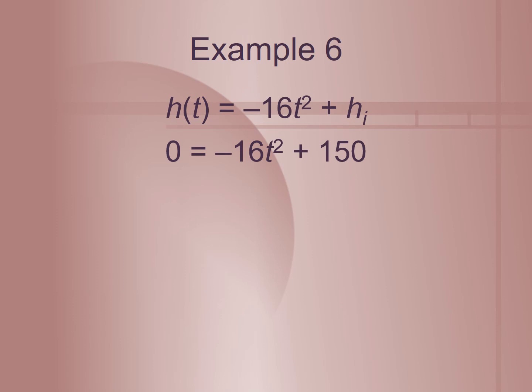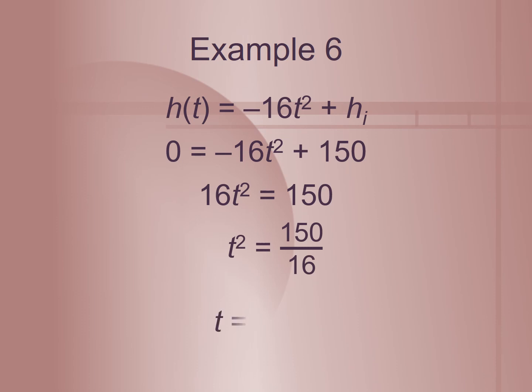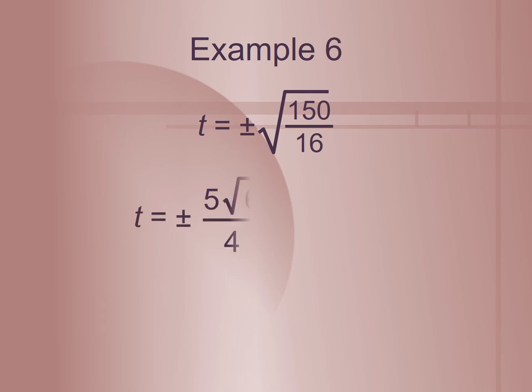So we'll go ahead and subtract. Actually, if you see that this is a negative 16t squared, one simple way to do this is to go ahead and add 16t squared to both sides, and now you're no longer dealing with negative numbers. So now we have 16t squared equals 150. We can divide both sides by 16. So we have 150 over 16, and we'll square root both sides. So we get plus or minus the square root of 150 over 16, which is 5 square roots of 6 over 4 after being simplified, which is approximately 3.06.